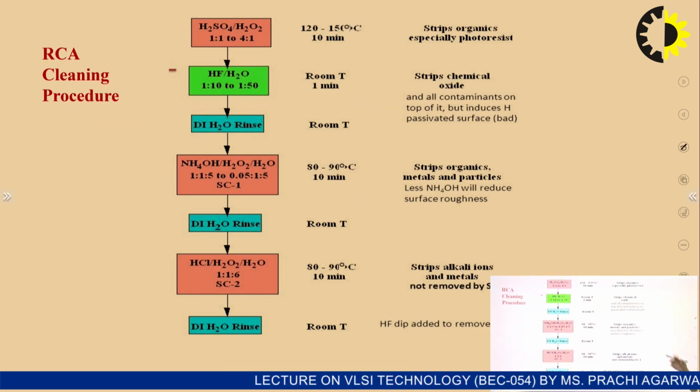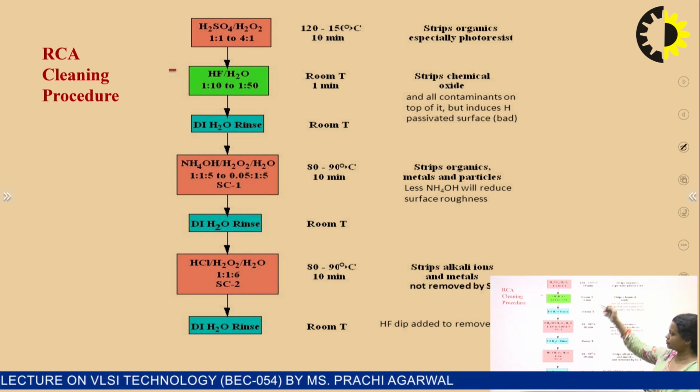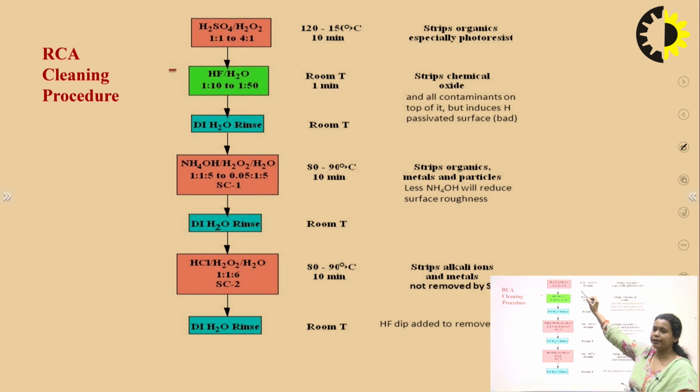So this is the RCA cleaning procedure. In this procedure, again I have just made the flow chart for you. So that is H2SO4 and H2O2. We are taking it at around 120 degrees Celsius for 10 minutes. The ratio is 1:1 or 4:1. Then HF, hydrofluoric acid, and then H2O, that is 1:10 or 1:50. We are using these, and they are doing their work, that they are basically used for organic impurity and for chemical oxide. After using this, we have to rinse it.